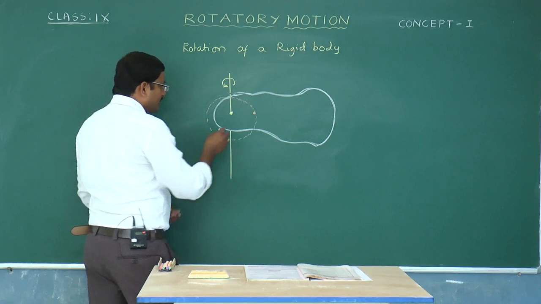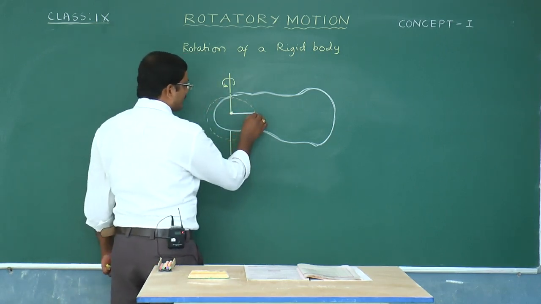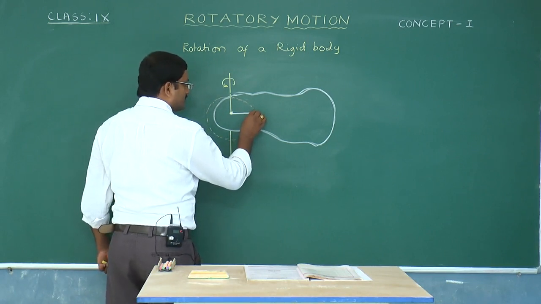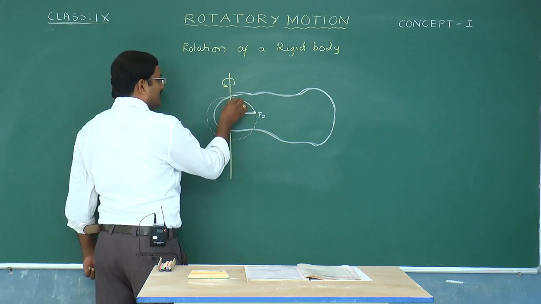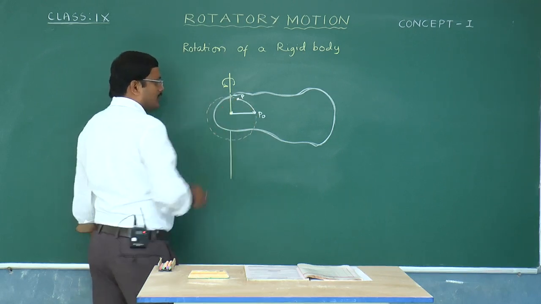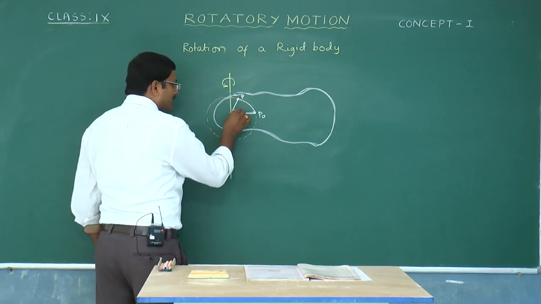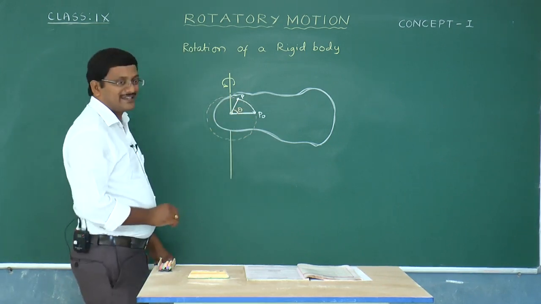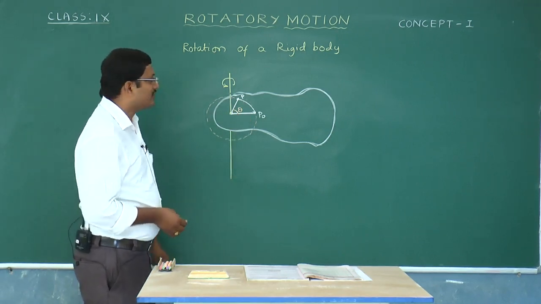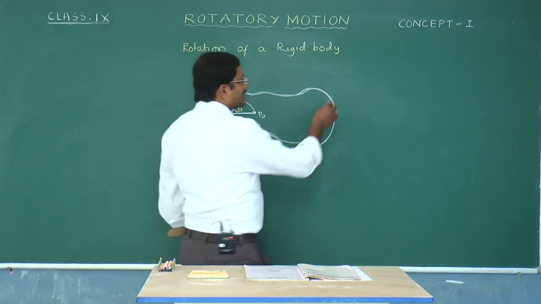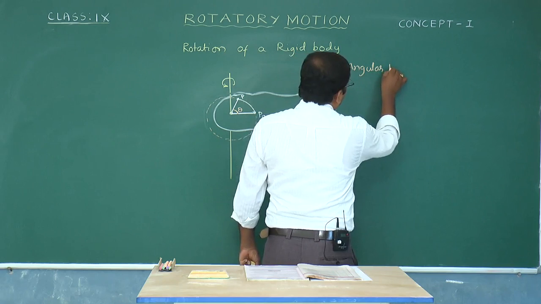If I join this line, this is the position vector, the radius vector, and the initial position of this particle is P naught. Let us consider that after some time, the particle reaches a point called P. If I join these two, it will describe some angle over here. That angle is called theta. As I told you in circular motion, that is called angular position. Here we call it angular displacement.